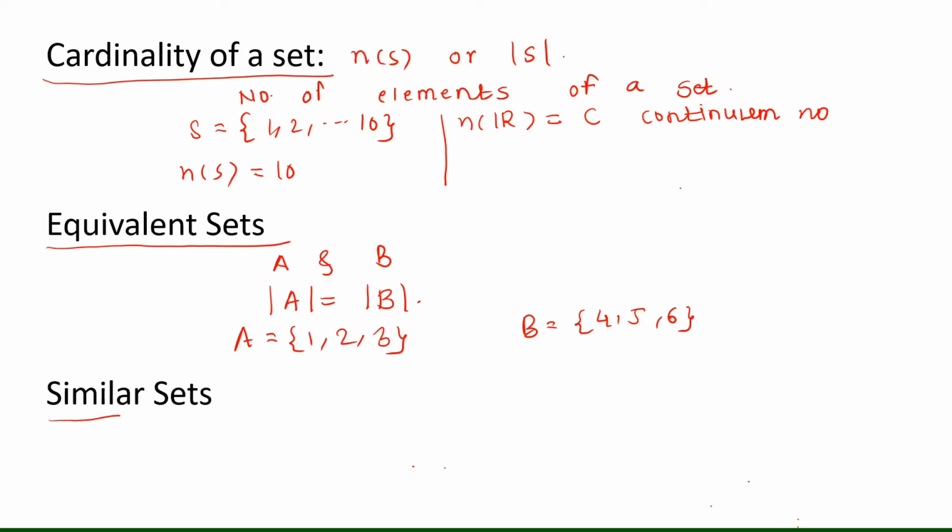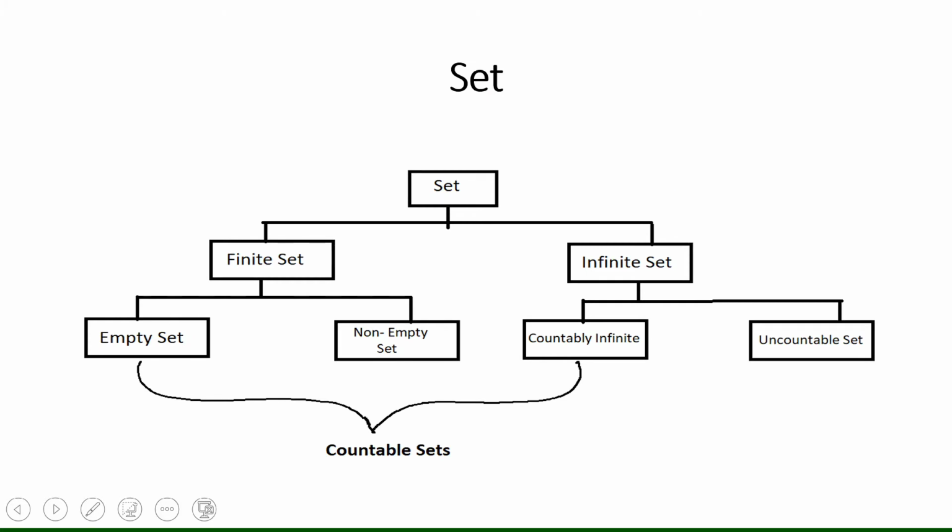Now, what are similar sets? Two sets A and B are said to be similar sets if there exists a bijective correspondence phi between the two sets A and B. Then we say that A and B are similar sets. Now, from the definition, we can see that two sets are similar sets if and only if they are equivalent sets.